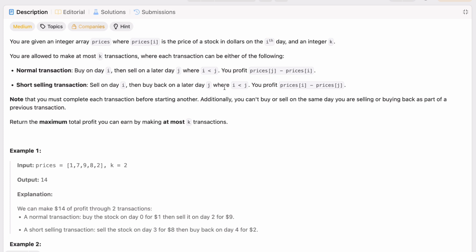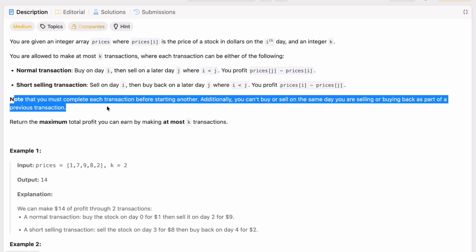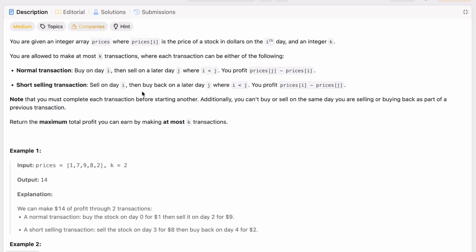Okay, so this is what the question is saying. The note says you cannot move to another transaction until you complete the first one. First you complete the first transaction, and then you start the other transaction. This means you can't buy and sell on the same day. The main constraint is that you cannot buy and sell the stock on the same day you are closing a transaction. You must complete one transaction before starting another one. This is what the note is saying.